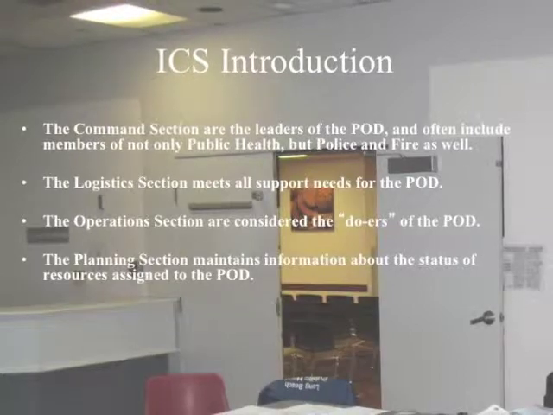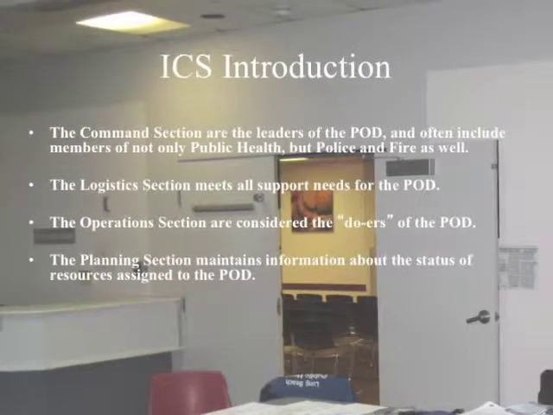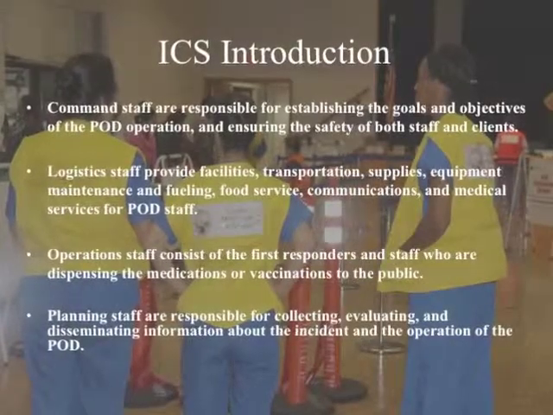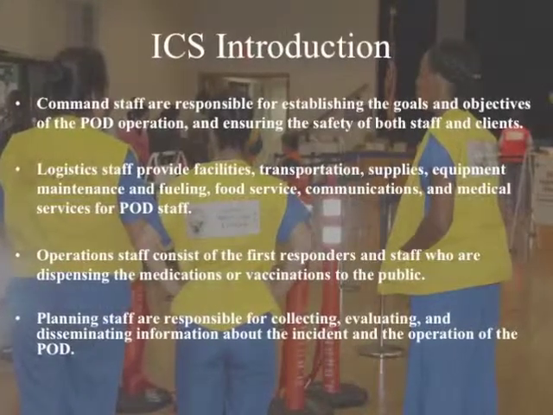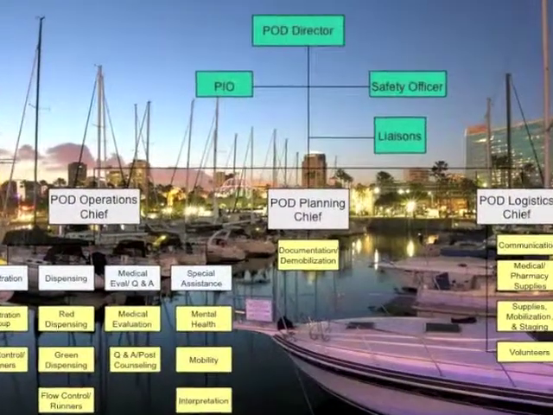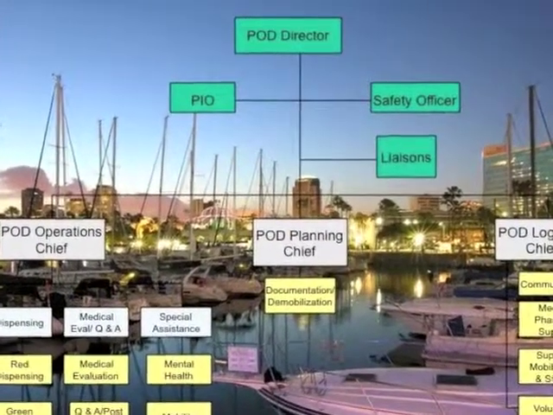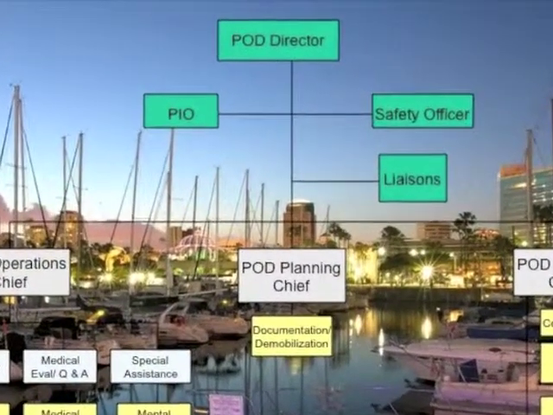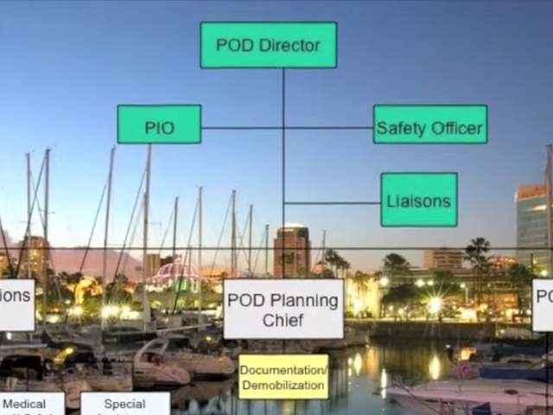Incident Command System ensures that you will be assigned a role with a limited and specific set of tasks to perform, as well as that you will have a limited number of people reporting to you. Under the Incident Command System, command staff consists of the pod director, the safety officer, the liaison officer, and the public information officer.